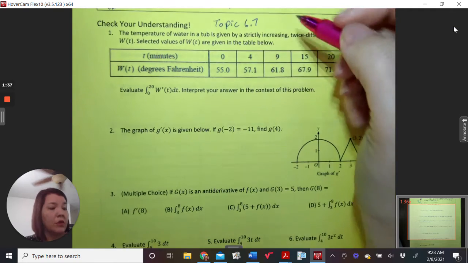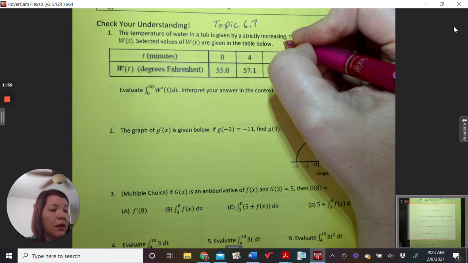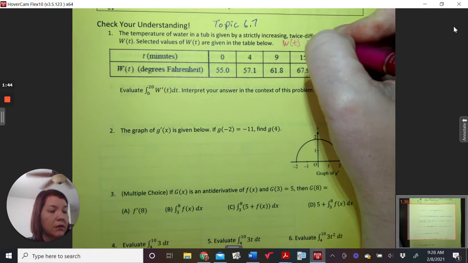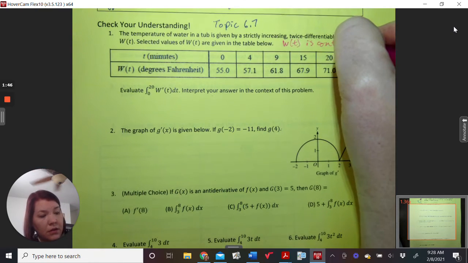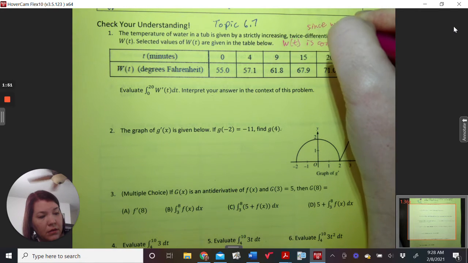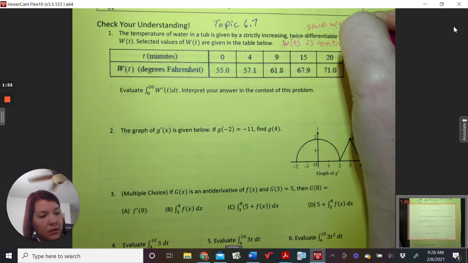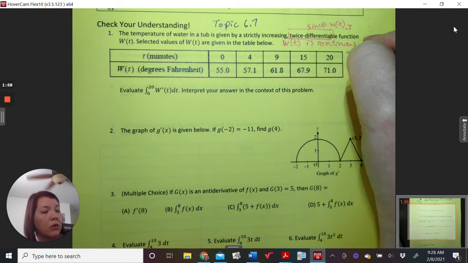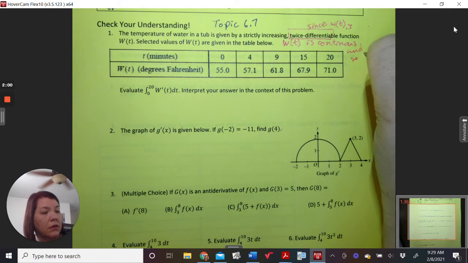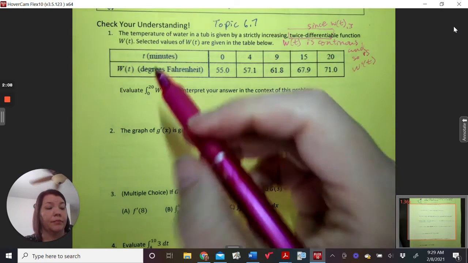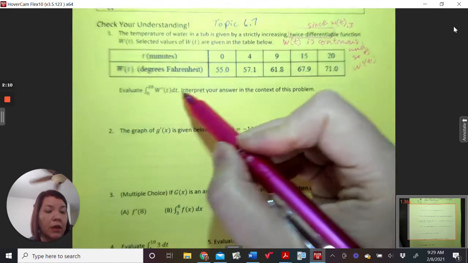So twice differentiable means w prime of t is continuous, since it is continuous, and so is w. That's important. Okay, so anyway, evaluate the integral from 0 to 20 of w prime of t dt.